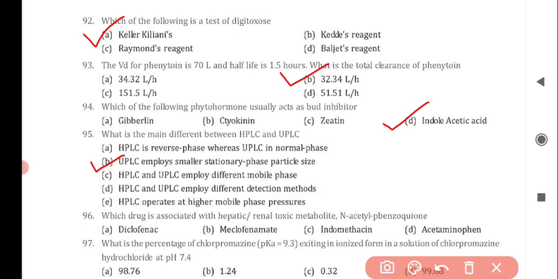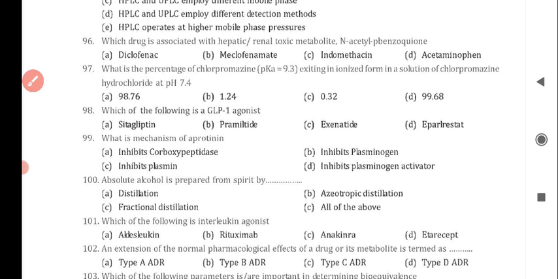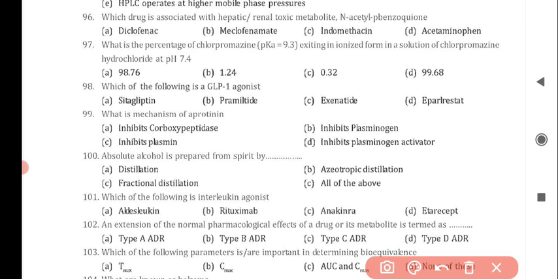Next question is, which drug is associated with hepatic or renal toxic metabolite N-acetyl-p-benzoquinone imine? And the correct answer is option D, acetaminophen. Next question is, what is the percentage of chlorpromazine having pKa 9.3 existing in ionized form in a solution of chlorpromazine hydrochloride at pH 7.4? And the correct answer is option A, 98.76.